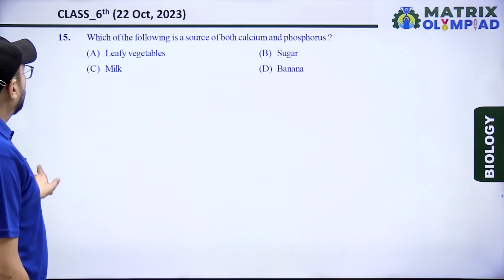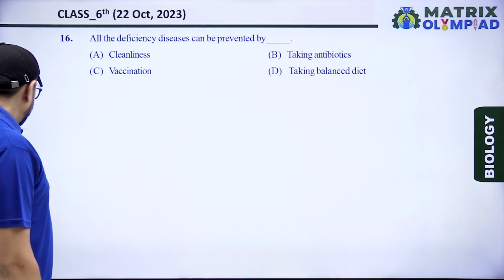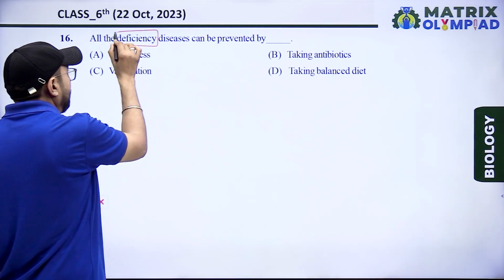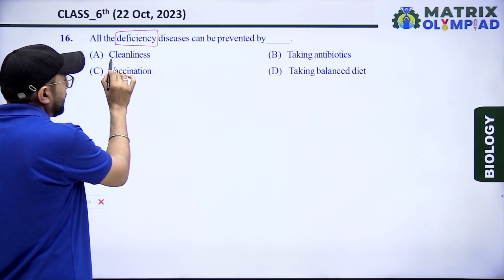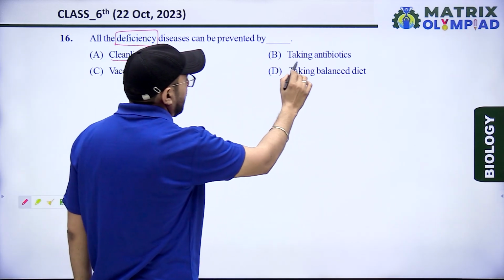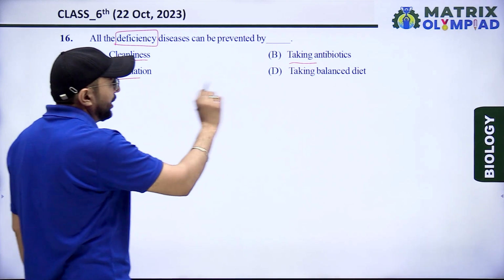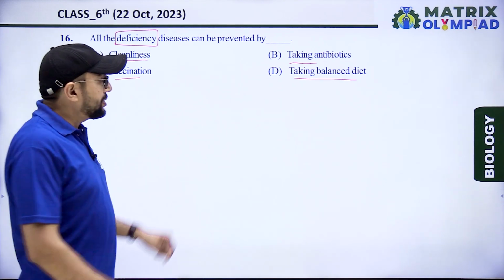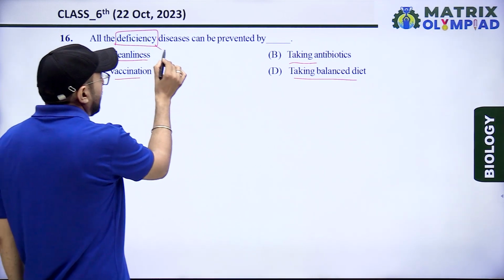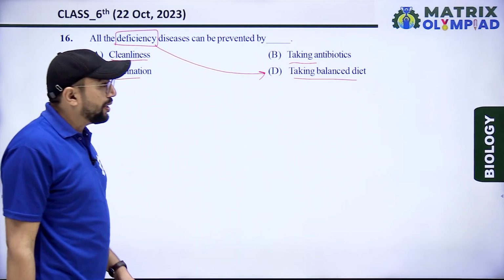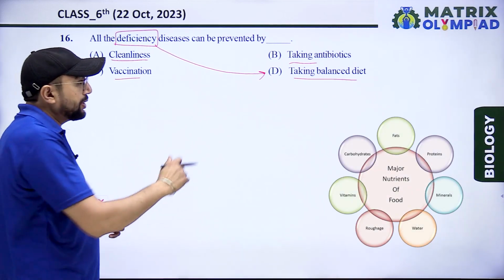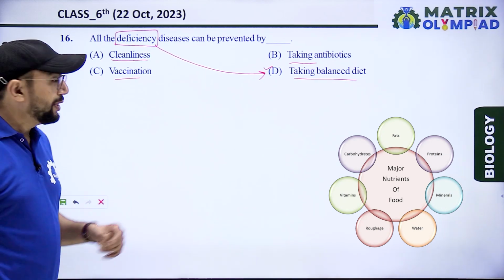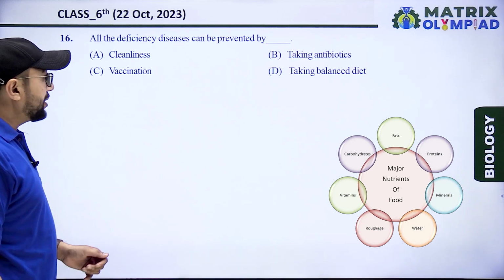Next. All the deficiency diseases can be prevented by what? Option first, cleanliness, taking antibiotics, vaccination and taking balanced diet. Taking balanced diet is the right answer because the deficiency of so many minerals and vitamins is completed by taking a balanced diet. So our right answer for this question is option D, taking balanced diet.